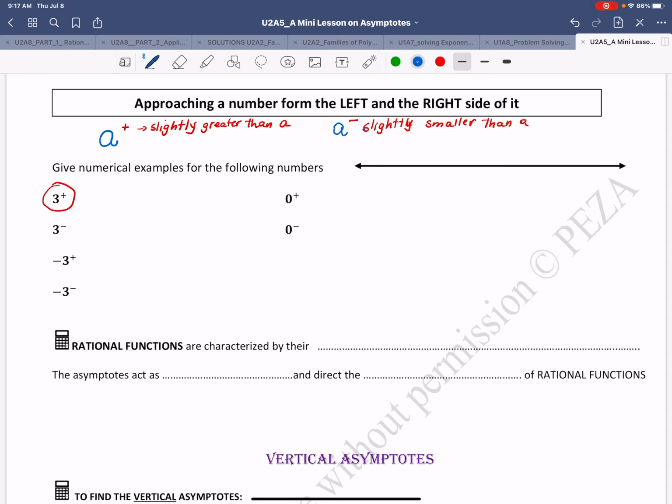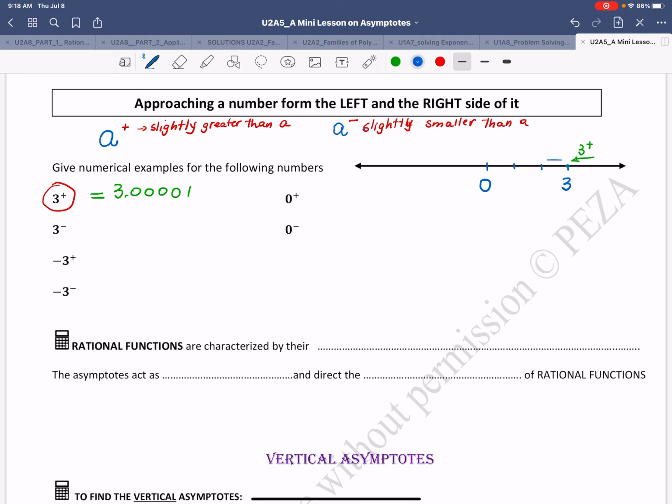So here's the number line. And I'm going to place 0 in the center. And I'm going to scale it. And here is number 3. And I will say that 3 plus numbers will be to the right of number 3. An example of a number to the right of 3, very close to it, will be 3.00001.